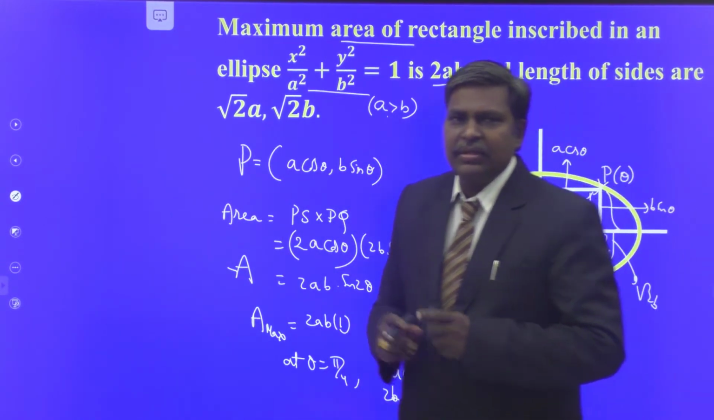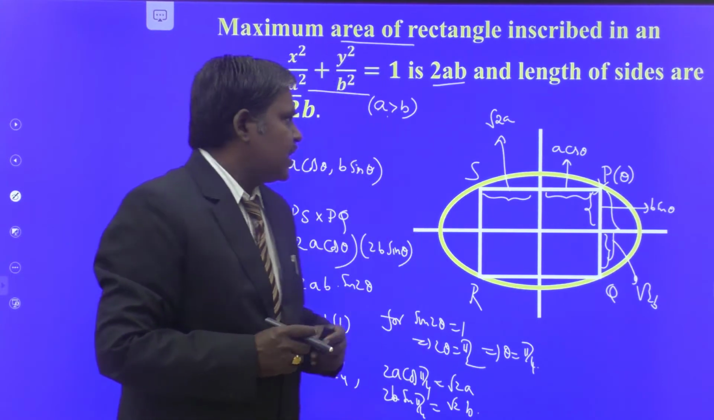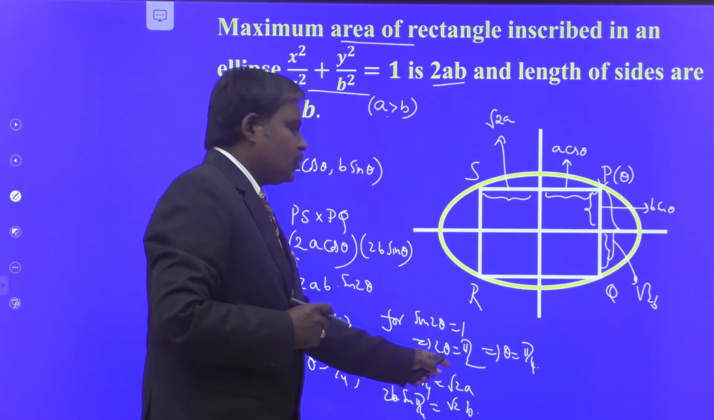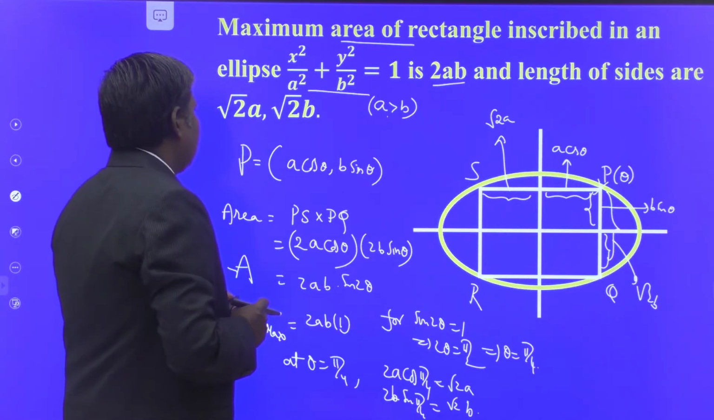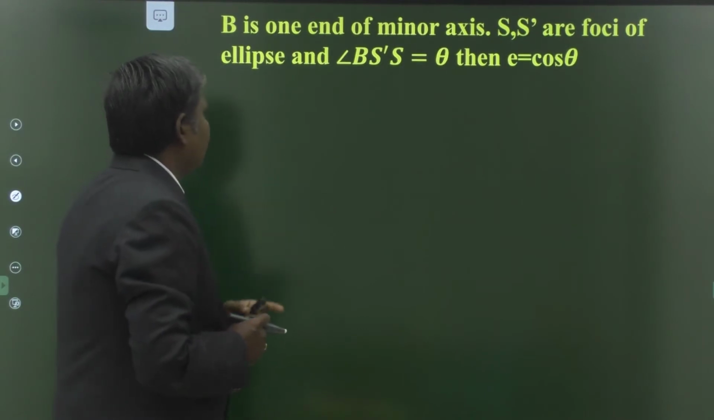At that time the lengths of the sides of the rectangle are what? Root 2a, root 2b. Okay. Let us see the next question or next concept.